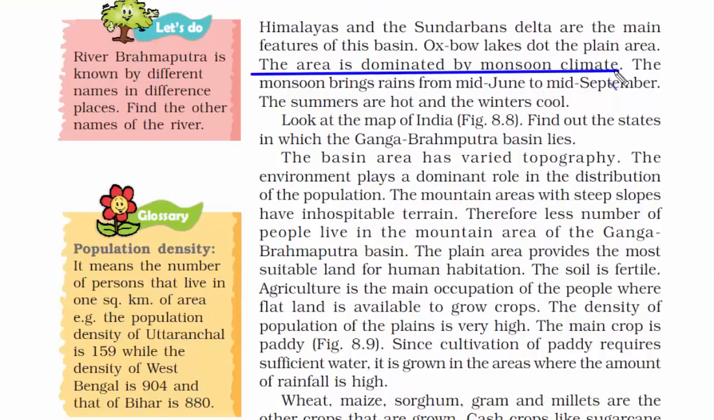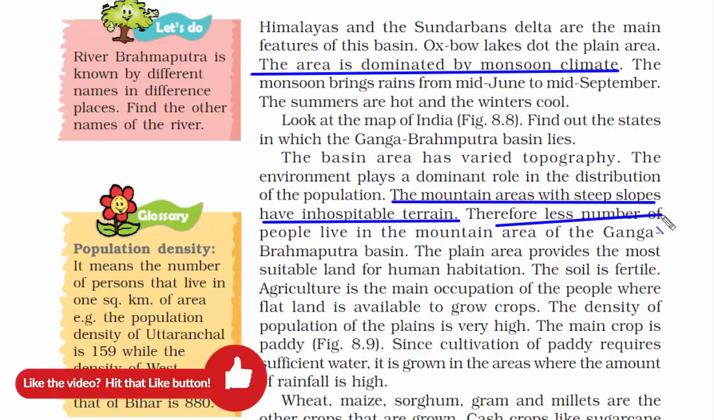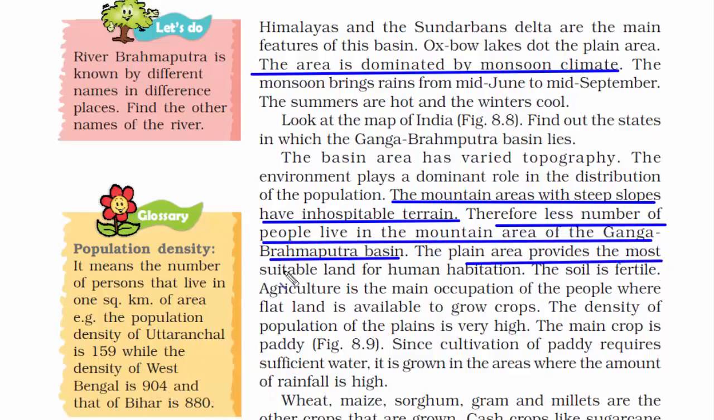The region where they drain is usually dominated by monsoon climate. The Himalayan mountain areas have steep slopes and rough terrain, therefore fewer people stay at this place. However, the moment these two rivers reach the plain area, due to the fertile soil that they bring along, this plain provides the most suitable land for human settlement. Agriculture is the main occupation of the people.